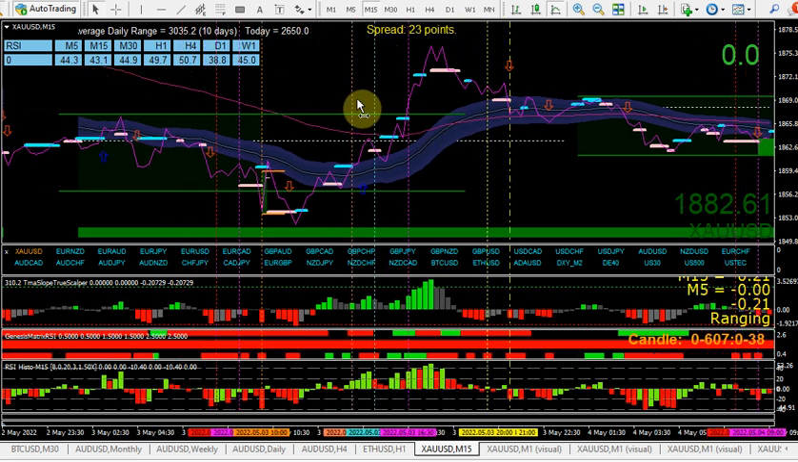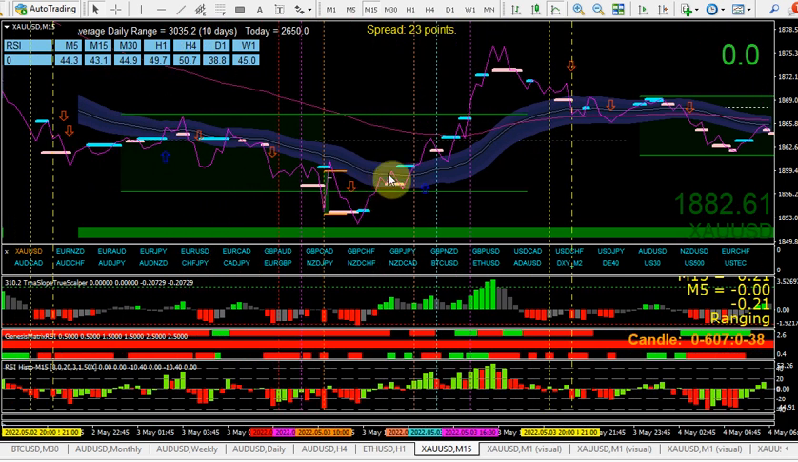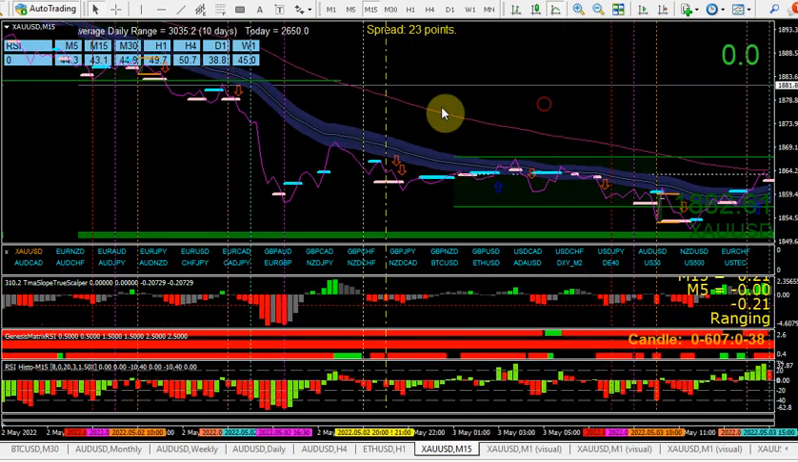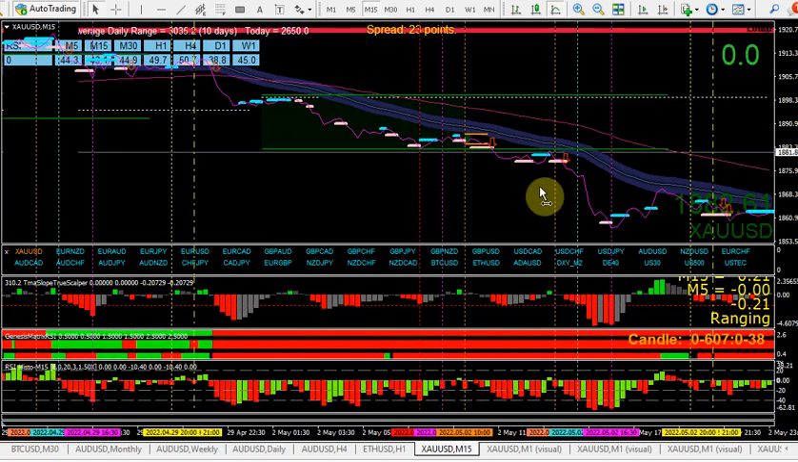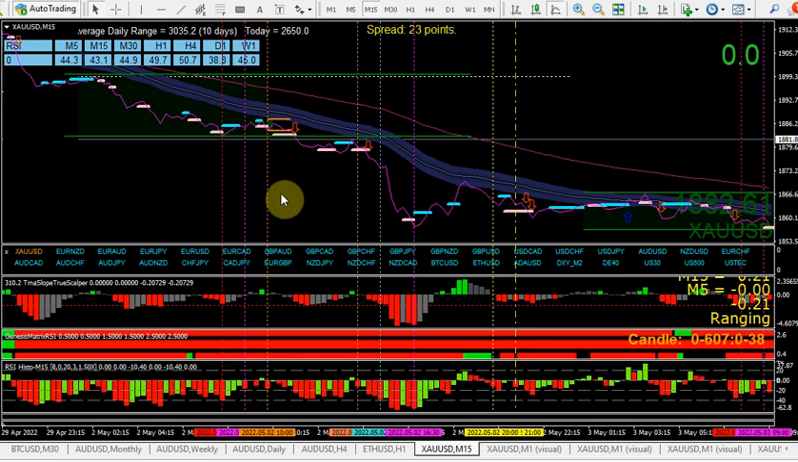So as such, it's tested it there, pulled back, broken up, come back and tested. I'm talking about the 34 here, and we've had multiple tests of the 34 in the down move. It just is too good for me to take back off my charts now.